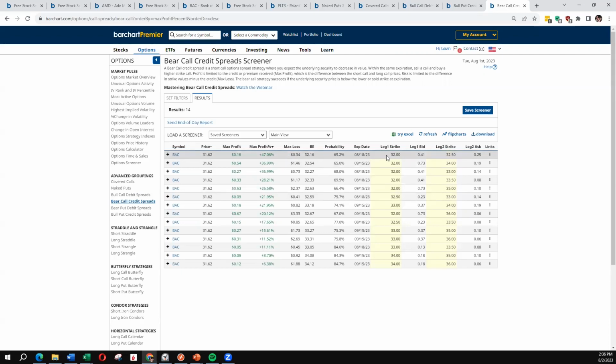That looks more like my sort of style. Selling the 32 strike call, buying the 32.50 call. So out of the money, low profit percentile. So you probably want to look at something a little bit higher, maybe something like this one here, September, selling the 32, buying the 35. Something like that would be an interesting trade setup.